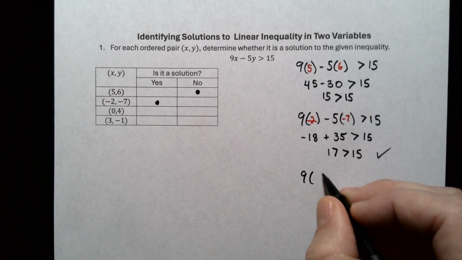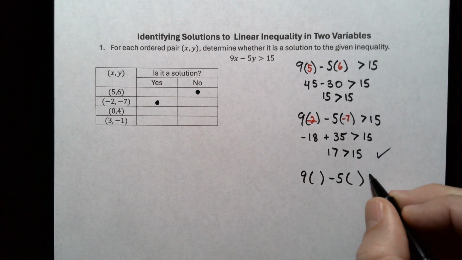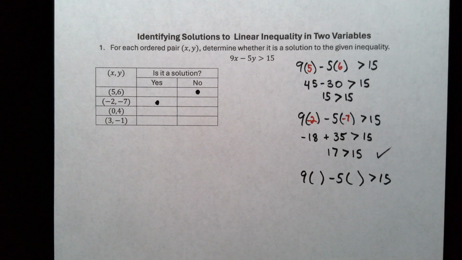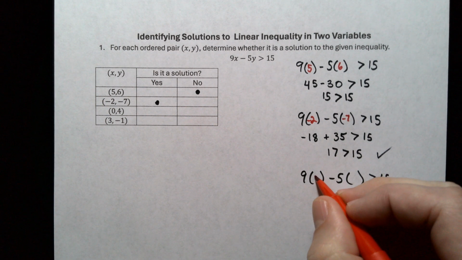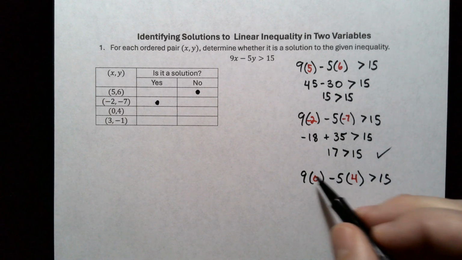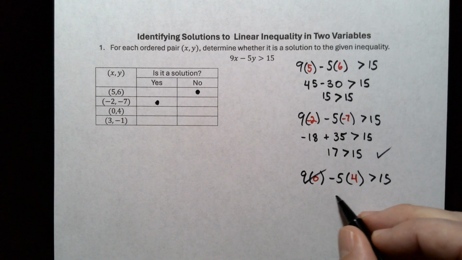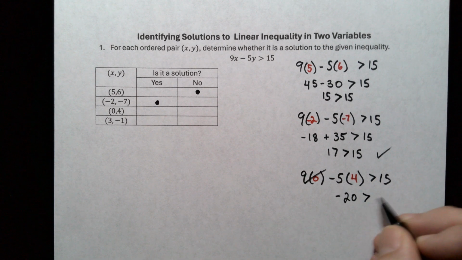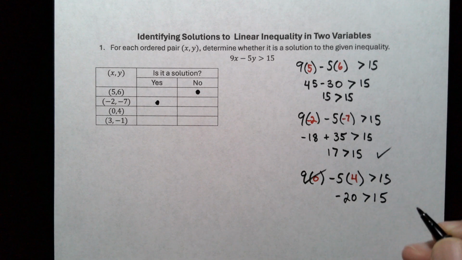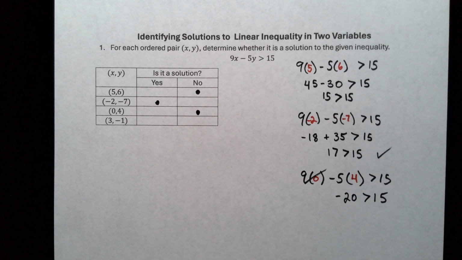Now let's try the third one. So 9, here's my parentheses, minus 5, here's my parentheses, is greater than 15. And now I'm going to put the 0 for x and the 4 for y. 9 times 0 is 0, so that goes away. And negative 5 times 4 is negative 20. So is negative 20 greater than 15? No, it's not. So we'll put that as a no.